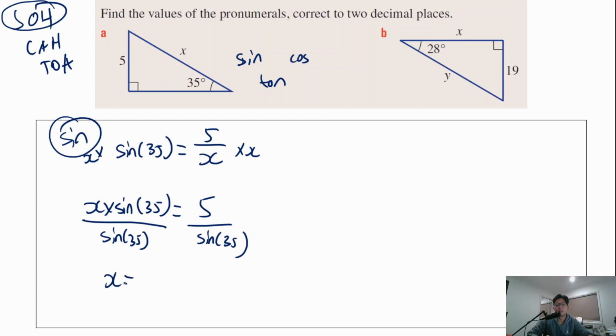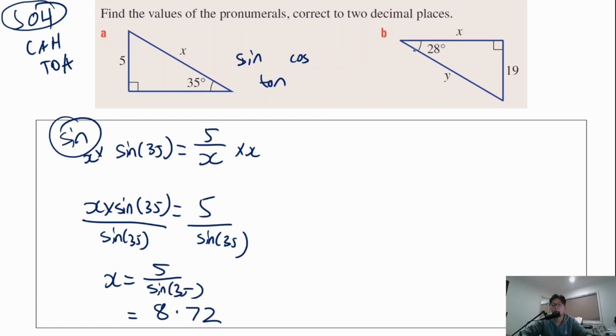And that will bring us to x equals 5 over sine 35. And we just substitute that into our calculator. So 5 divided by sine 35 will give us 8.72. Alright, now let's try the next one as well.